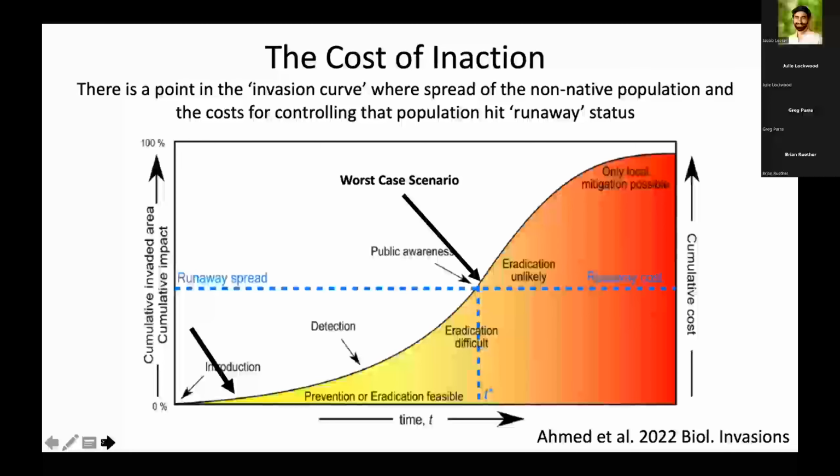And they're going to start to grow pretty quickly. So in any one local situation, you could be moving towards that runaway spread, runaway cost point quickly, which is unnerving.